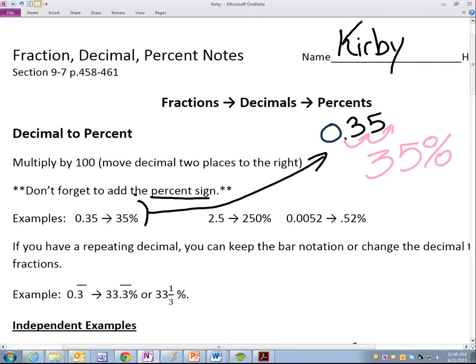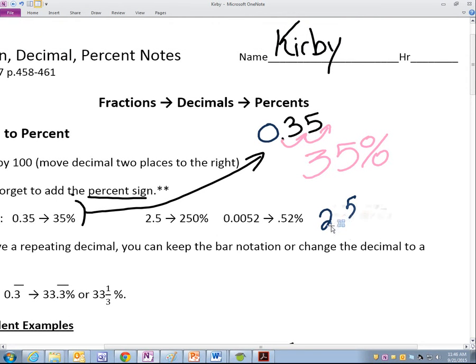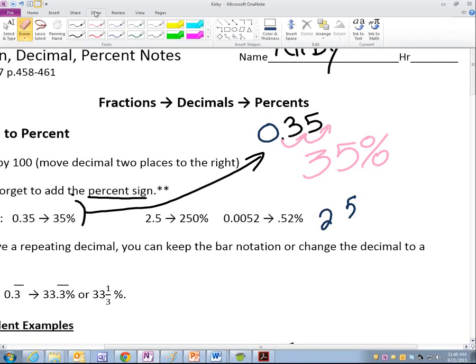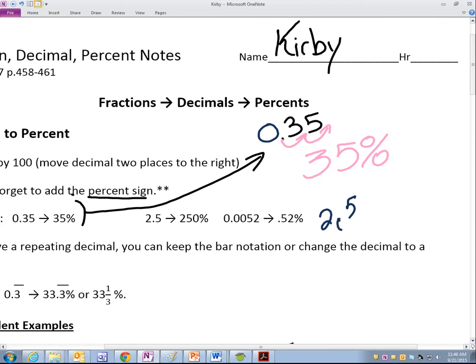Same situation here. We have 2.5 became 250% because we moved the decimal point 2 to the right. It was 1, 2, but we had to have a 0 there. So it was 2.5. We had to go 1, 2, which makes a 0 go there, and that comes out to be 250%.